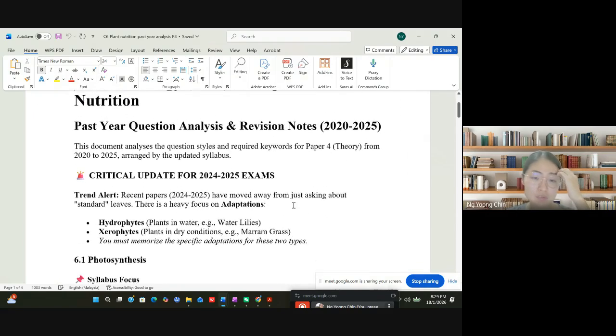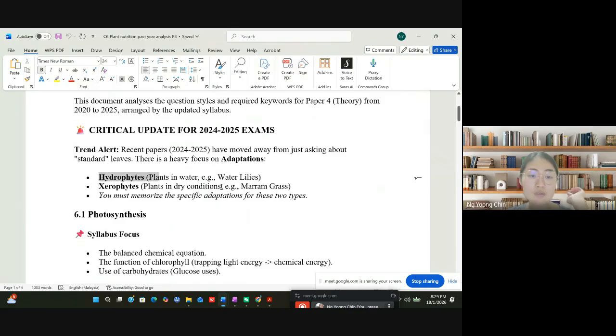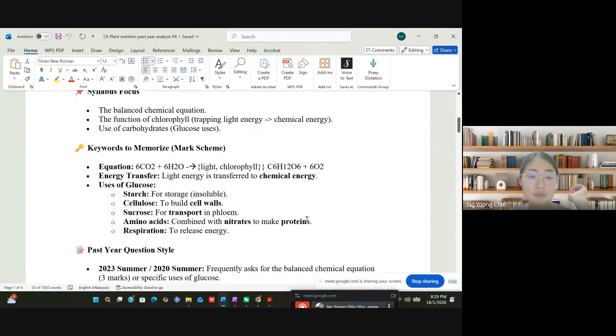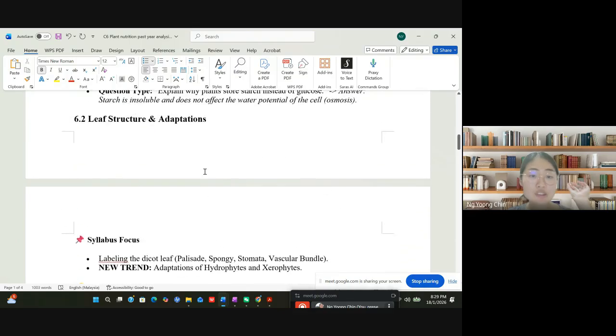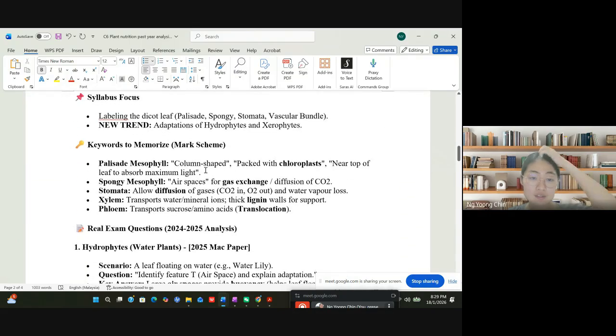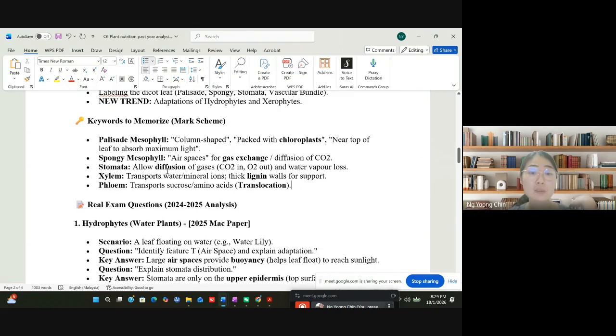The thing you need to know is to focus on these two kinds of plant. You should know how to write the equations, and what the usage of glucose is, a very common question. And then leaf structures and adaptations. Usually for leaf structure, they will ask more about the hydrophyte and xerophyte. So you should recognize the positions for the hydrophyte and xerophyte, and each of their functions and features. Just remember that stomata allow diffusion of gas and also water vapor loss.